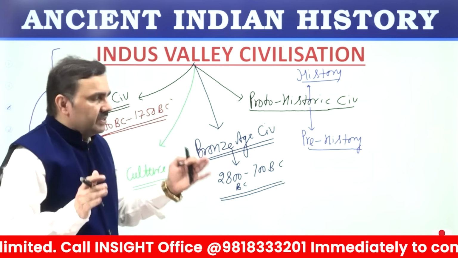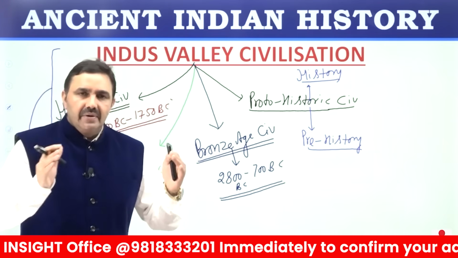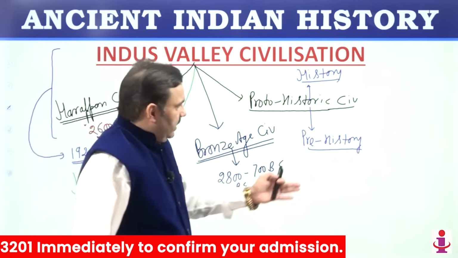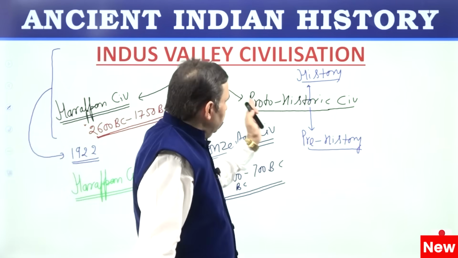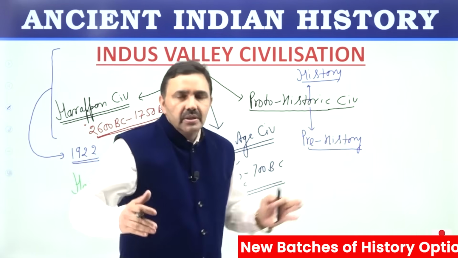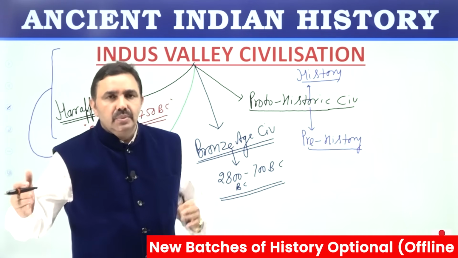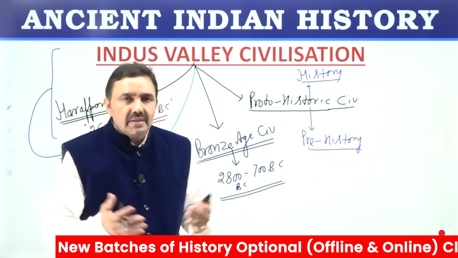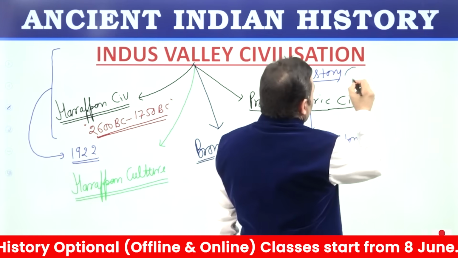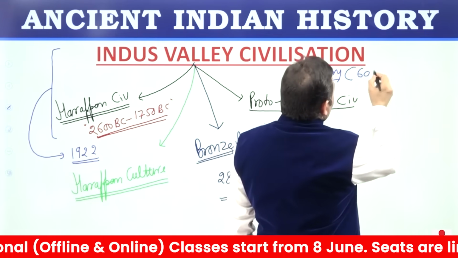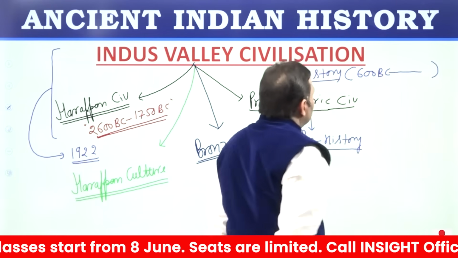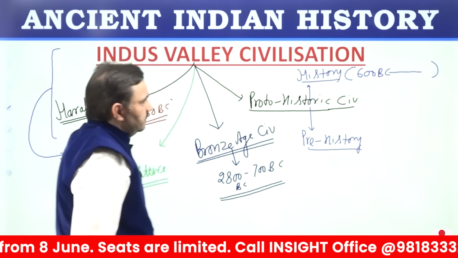Historic phase means that phase of human life about which we have archaeological as well as written evidence. Here only archaeological evidence. Here we have archaeological and written evidence, but written evidence is not being read successfully, so we do not know what the source or the information is. Here we have written as well as archaeological evidence, so 600 BC onwards till today, this is the historic phase.